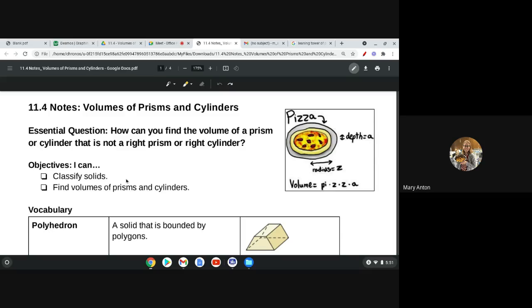We're going to talk about things that maybe tilt, lean sideways. And we're also going to talk about classifying solids. We're going to learn some new vocabulary, and then, of course, finding some volumes.